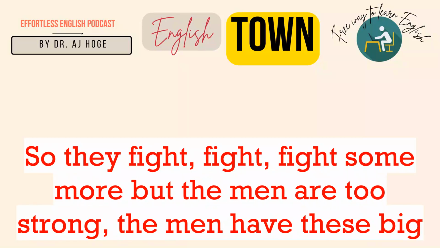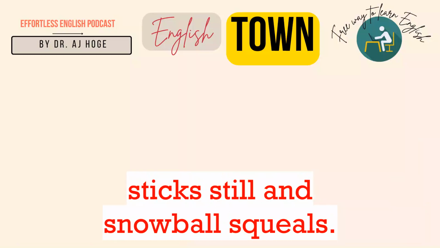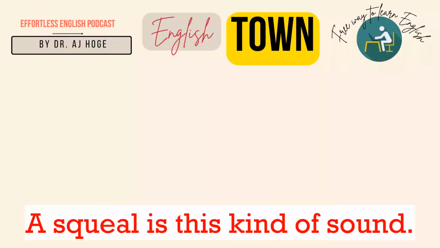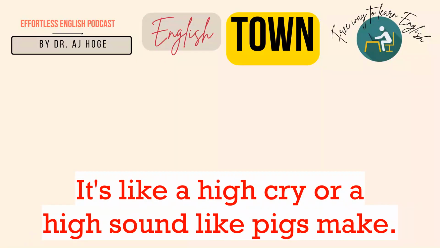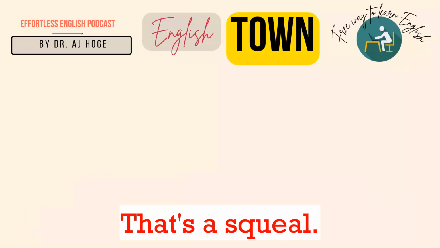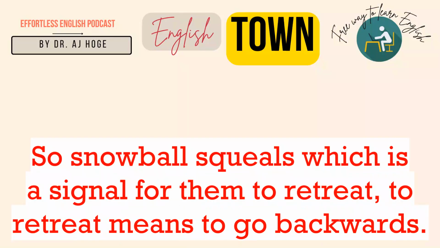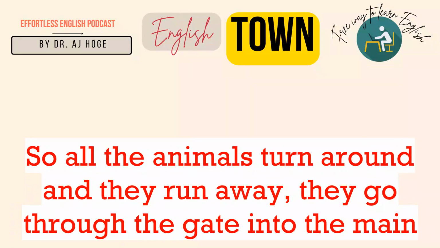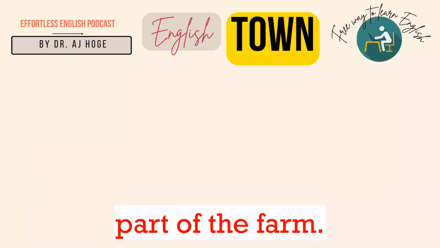So they fight some more. But the men are too strong. The men still have these big sticks. And Snowball squeals. A squeal is this kind of sound. It's like a high cry or a high sound like pigs make. So Snowball squeals, which is a signal for them to retreat. To retreat means to go backwards. So all the animals turn around and run away. They go through the gate into the main part of the farm.